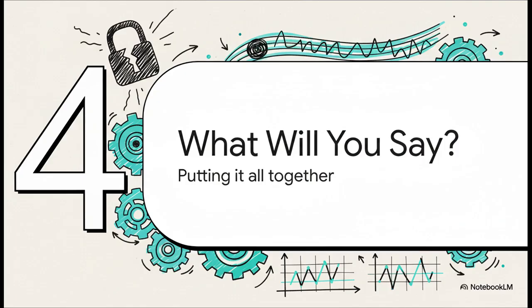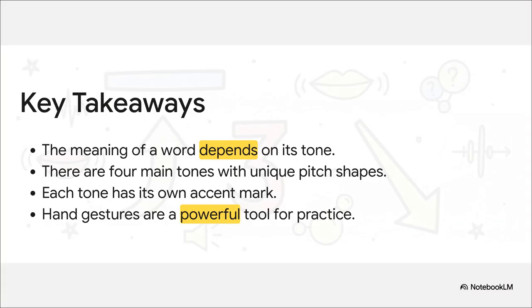So let's just do a quick wrap-up of the whole thing. Here's the takeaway. In Mandarin, the tone isn't just decoration. It's absolutely crucial. It's part of the word itself. We've got our 4 main tones, the high flat, the rising, the dipping, and the falling. Each one has its own sound, its own special accent mark, and, as we saw, its own meaning. And don't forget, those hand gestures are your best friend when you're practicing.